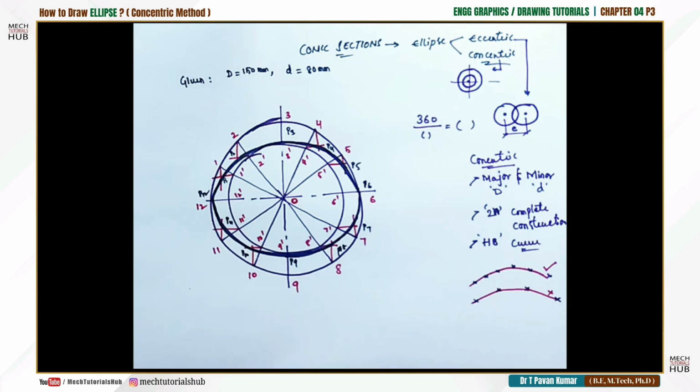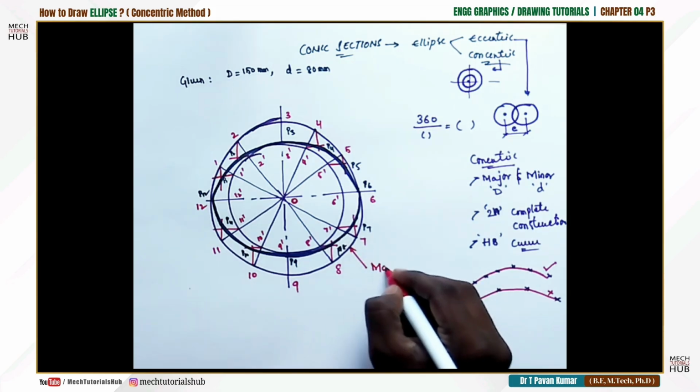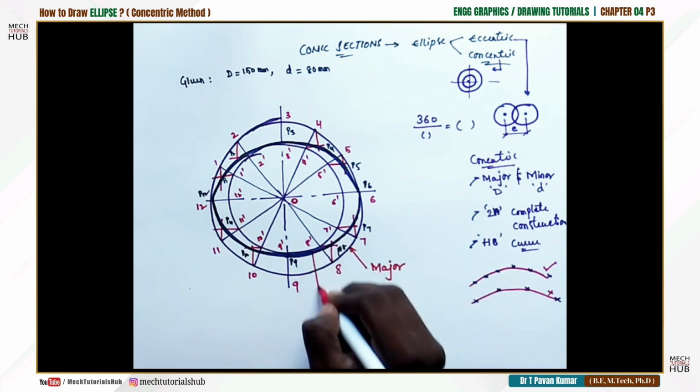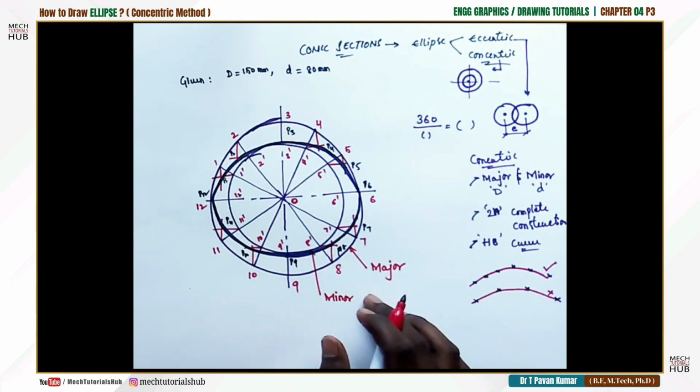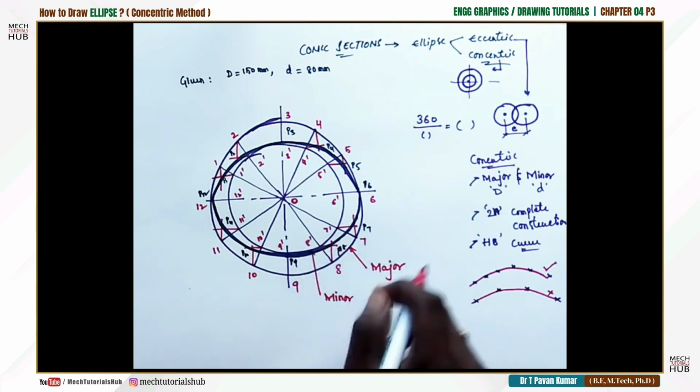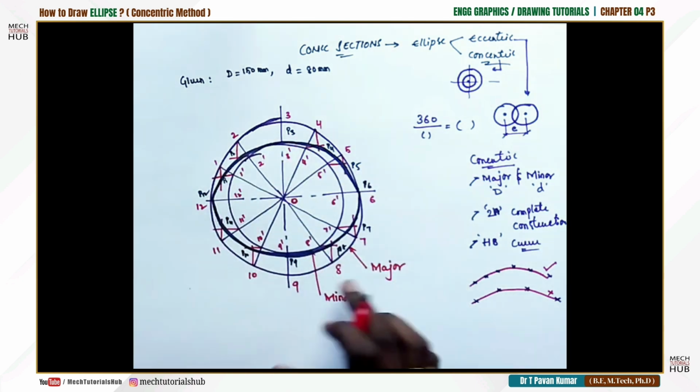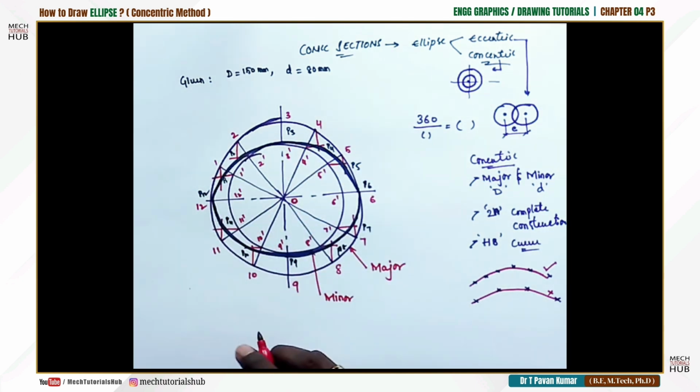Now let us name this. This is the major circle for your understanding. This is the minor circle. These two data will be given to you in the question in the examination. Fine. Major, minor, followed by all the points P1 to P12, then the ellipse. This is about how to draw an ellipse by using the concentric method.